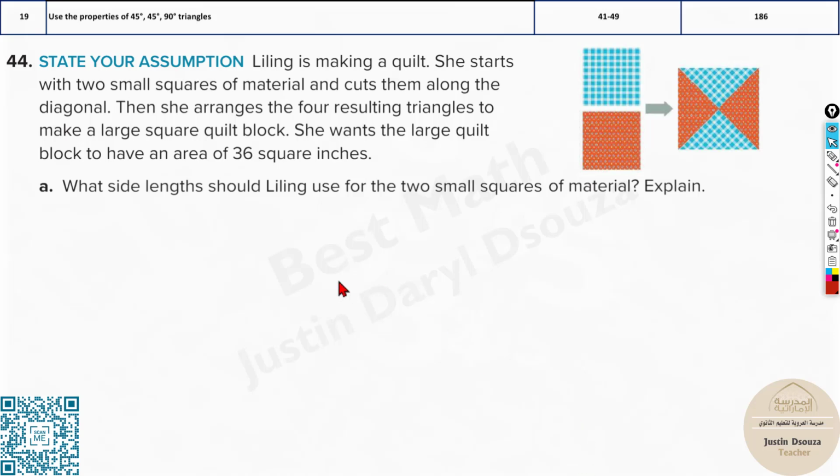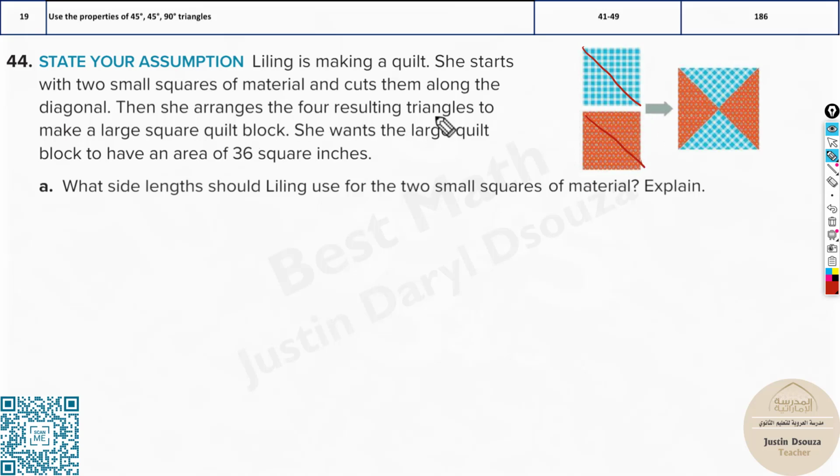And what do we have over here? We have an interesting problem. Let's do this one. Lai Ling is making a quilt. She starts with two small squares of material and cuts them along the diagonal. You can see here, these are the two small squares, right? She has cut them like this on the diagonals. So she got two triangles over here.